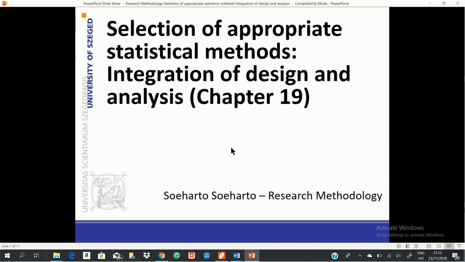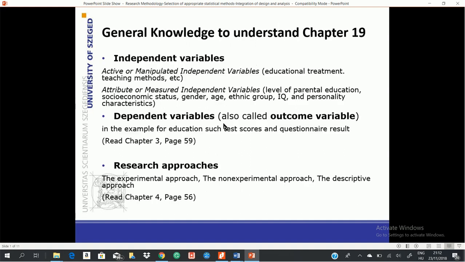My presentation about chapter 19 is about selection of appropriate statistical method, integration of design and analysis. Okay, let's continue to the next slide.